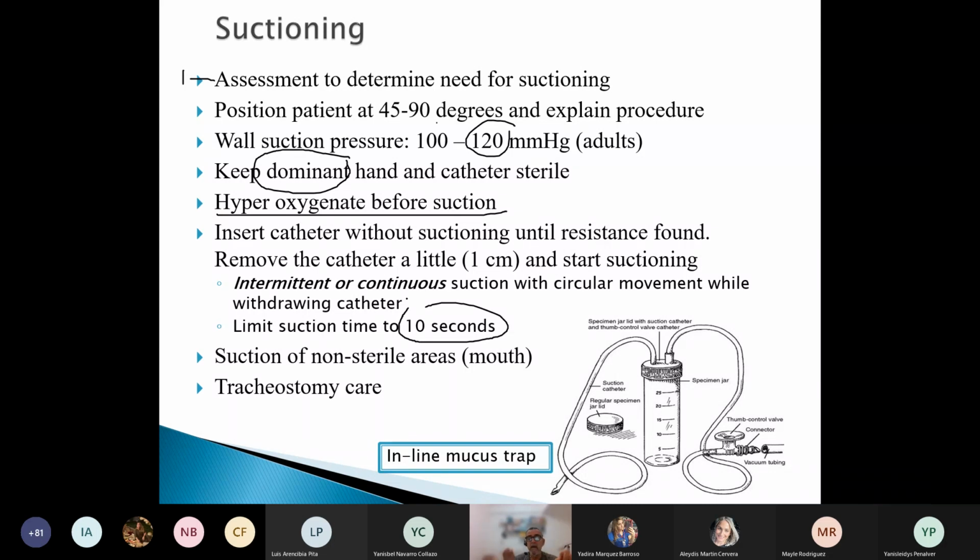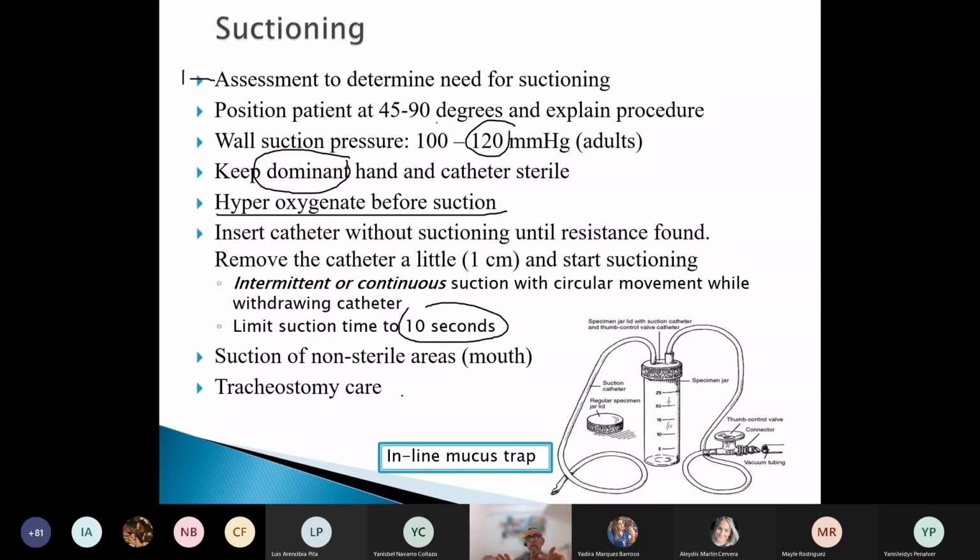And don't forget, after you suction the trachea, which is the first thing that you do, you can go with the same catheter to non-sterile areas, like the mouth, the nose, etc. But you cannot do it the other way around. So first the trachea that is sterile, and then the non-sterile areas that are the mouth, the nose, etc. Okay, and after you suction is when you do tracheostomy care.